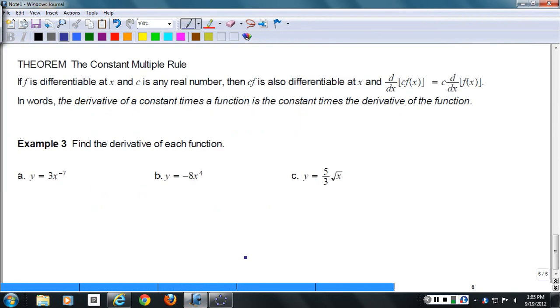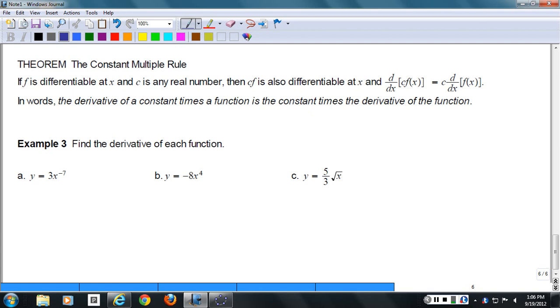If f is a differentiable function at x and c is any real number, then if you form a new function by taking f of x and multiplying it by a constant, you can imagine what it does to the graph. It just stretches the graph. Stretching the graph vertically is not going to alter its differentiability. If there wasn't previously a corner, there's not going to be a corner by just stretching it vertically. And if there wasn't previously a vertical tangent line, just stretching it by multiplying by c is not going to cause there to be one.